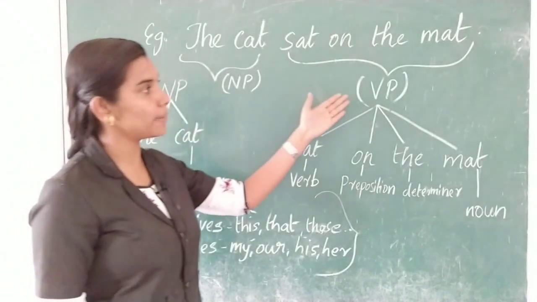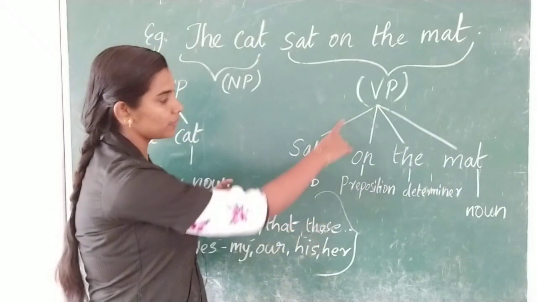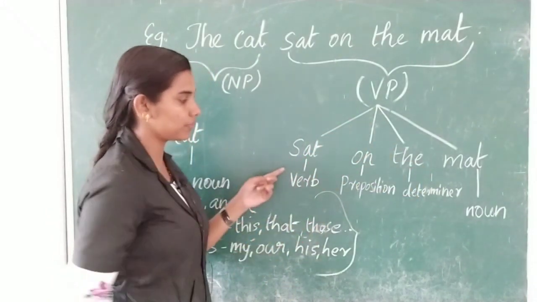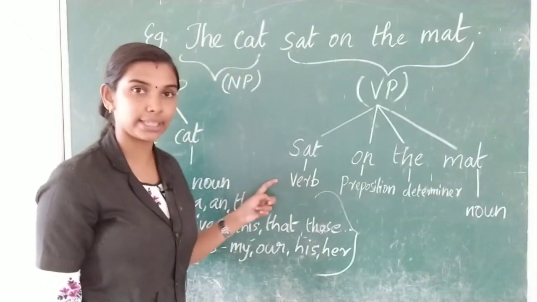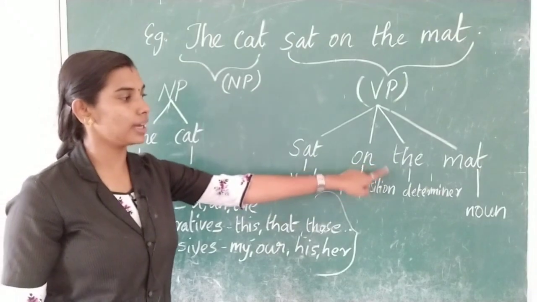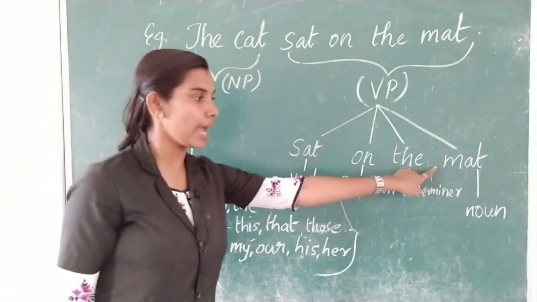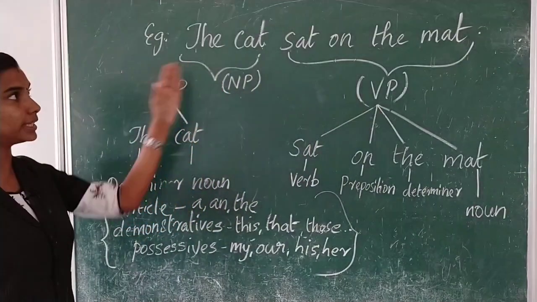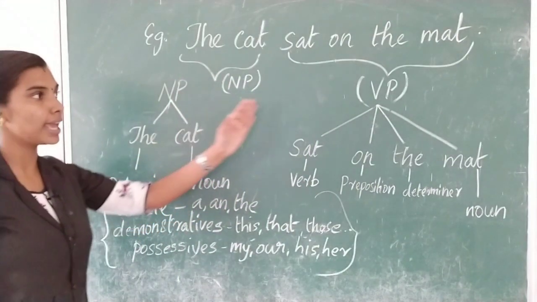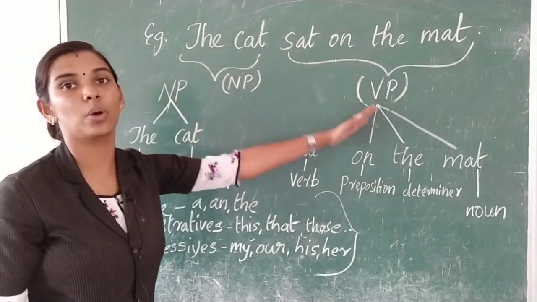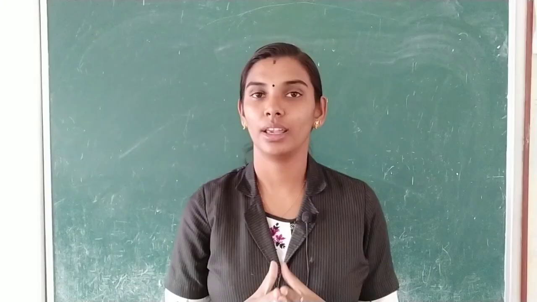Next, we move on to the verb phrase part. In the verb phrase part, this is sat on the mat. This is the verb phrase part. Sat here acts as a verb. On acts as a preposition. The is the determiner and mat acts as a noun. So, we split the noun phrase and verb phrase of the sentence, the cat sat on the mat.